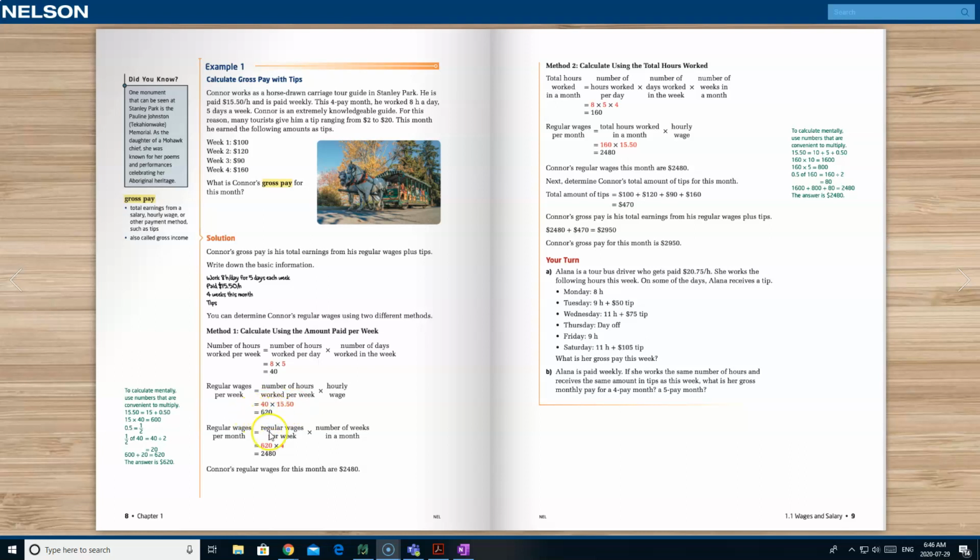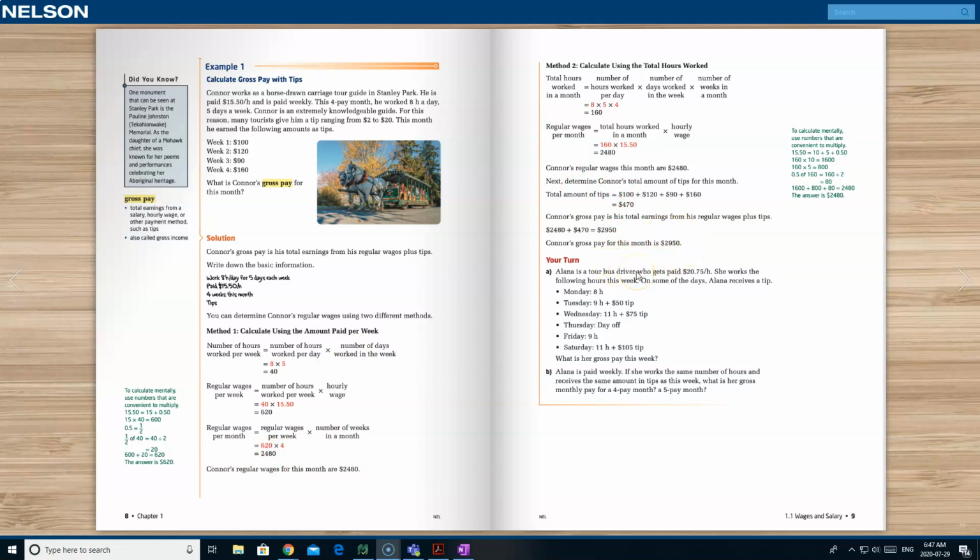So if he makes that much in 1 week, you multiply that by 4 to get the monthly income from the hourly rate. So he gets $2,480. We're not quite done yet because on top of his hourly rate, he also has all these tips. So you take this number that we calculated and add all the tips. They did another method as well, just ignore method 2, and you can see over here they're adding the tips. All 4 weeks of tips give 470, and you add that 470 to the 2,480 that we calculated earlier, and you'll get Connor's gross pay to be $2,950.